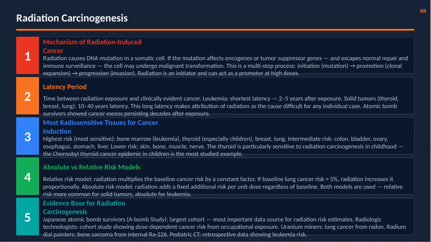5 number concepts on radiation carcinogenesis. Mechanism. Radiation causes a DNA mutation in a somatic cell. If that mutation affects oncogenes or tumor suppressor genes and escapes both cellular repair and immune surveillance, the cell may undergo malignant transformation. This is a multi-step process: initiation, promotion, progression. Radiation acts primarily as an initiator.